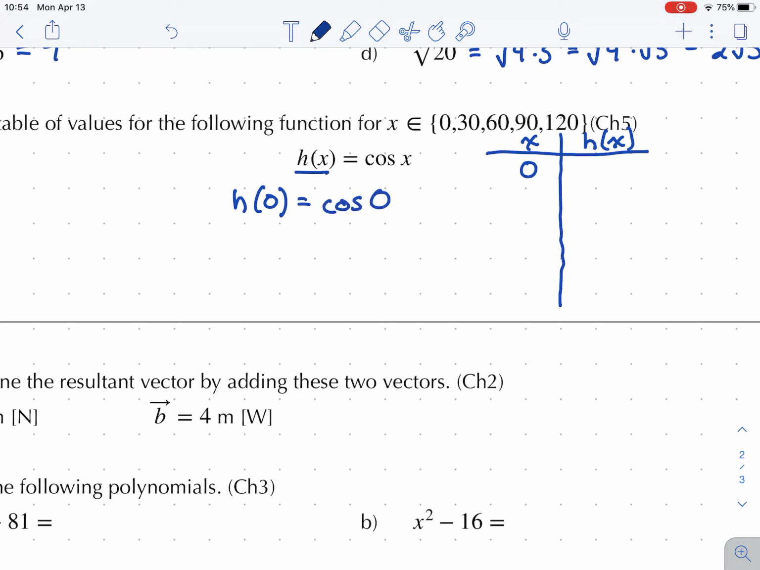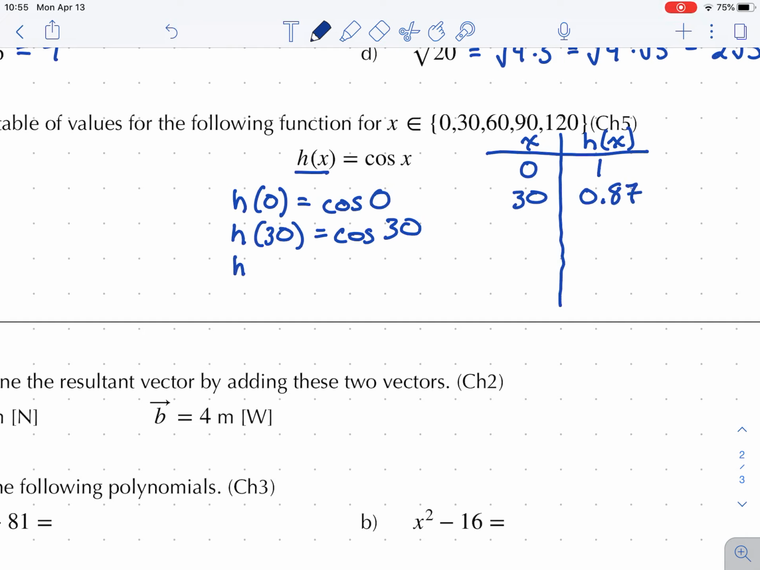So I go to my calculator, type in 0 cosine, and I get 1. Now make sure your calculator is in degree mode right now. To figure out if your calculator is in degree mode, do sine of 30. If you do sine of 30 and get 0.5, you're in degree mode. So our next one is 30. I do our function evaluated at 30 is equal to cosine of 30. So I put that and I get 0.87.